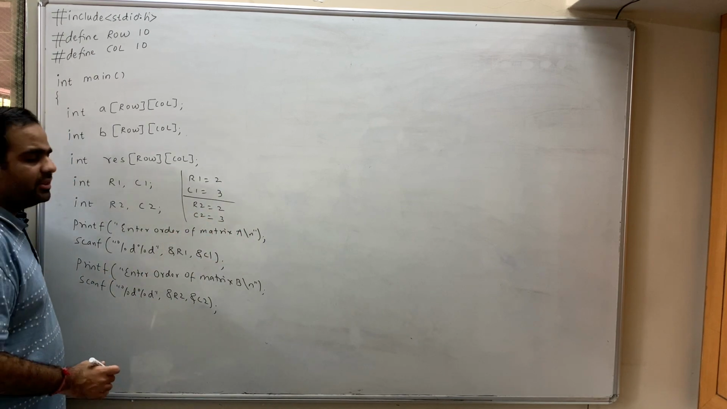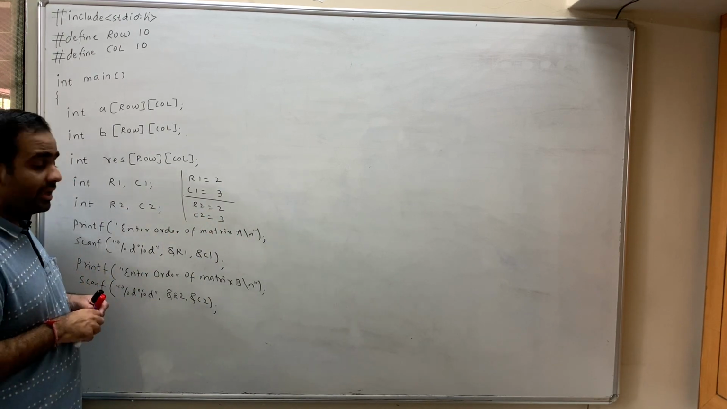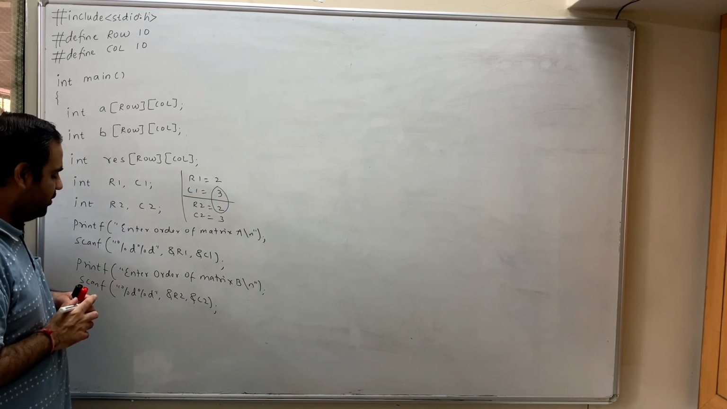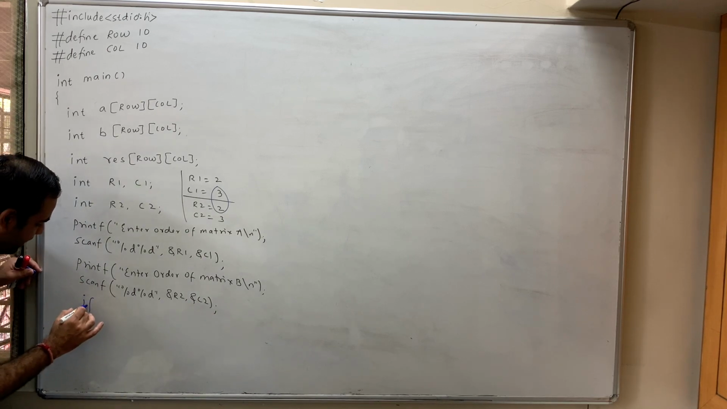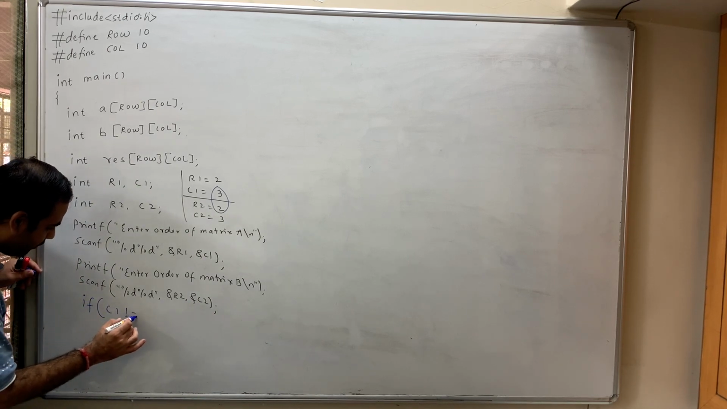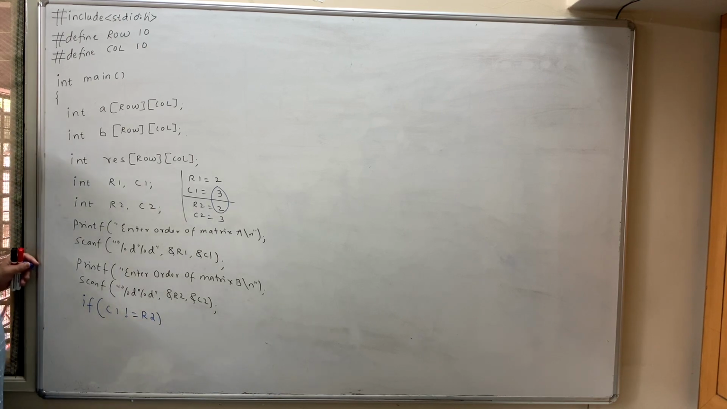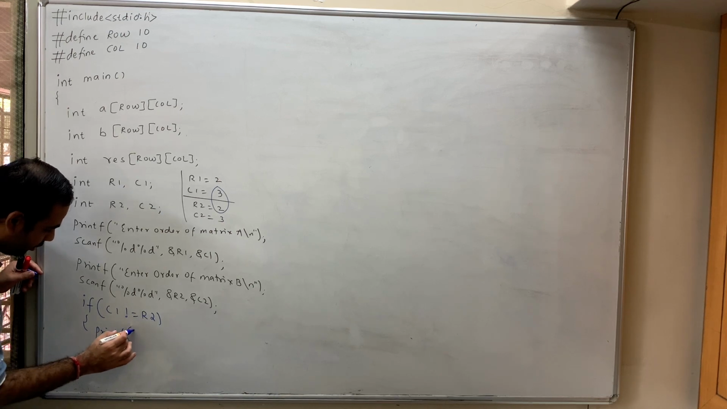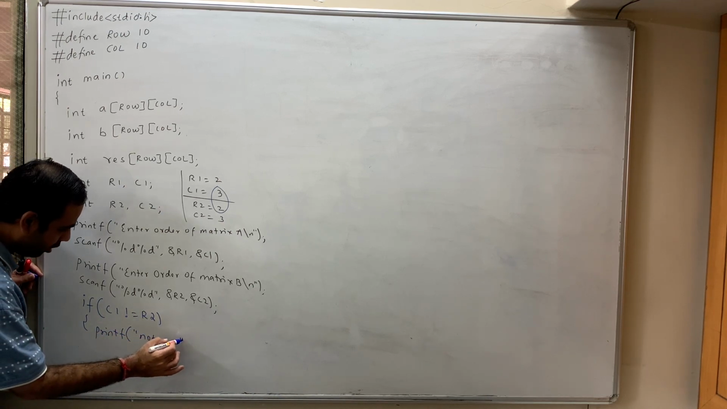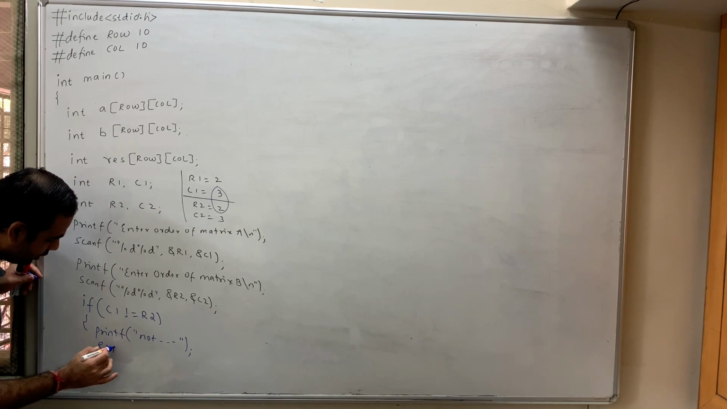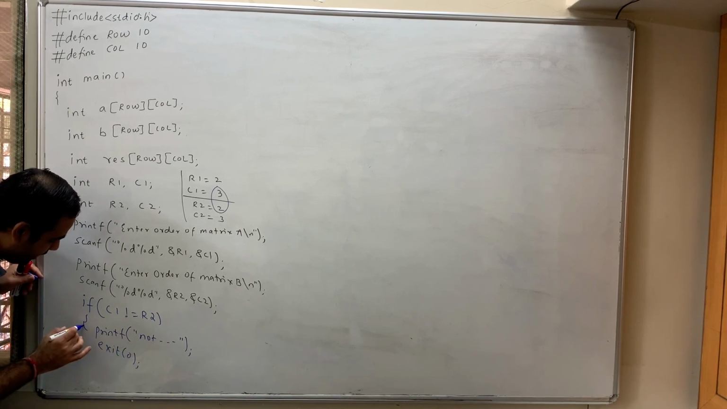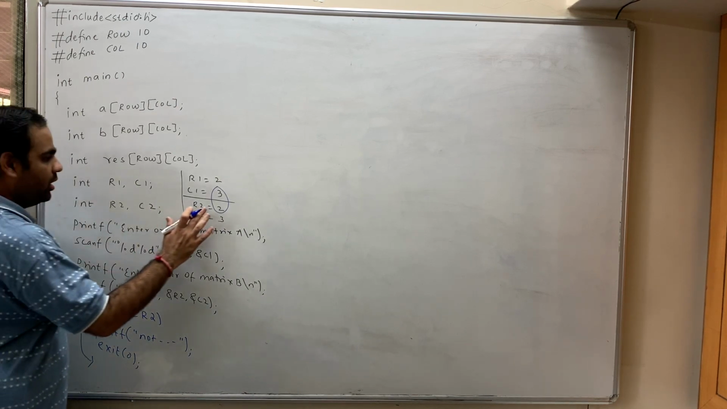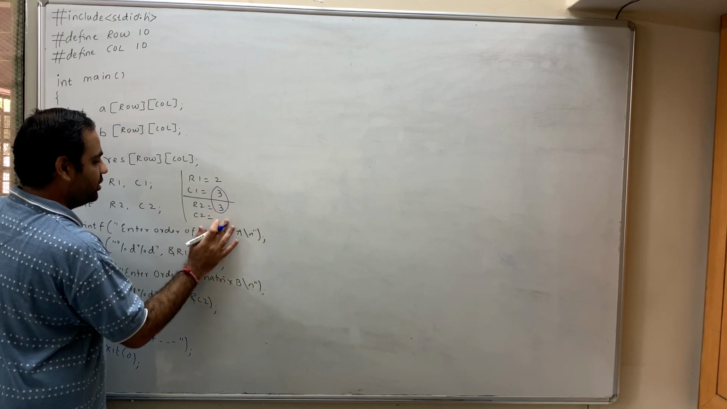Now can you multiply these two matrices? No, because R2 is not equal to C1. Hence we may write a condition here. If C1 is not equal to R2, matrix multiplication is not possible. Hence you can write printf multiplication not possible, and we may stop the code by saying exit 0. If you say exit 0, you have to say hash include stdlib.h.